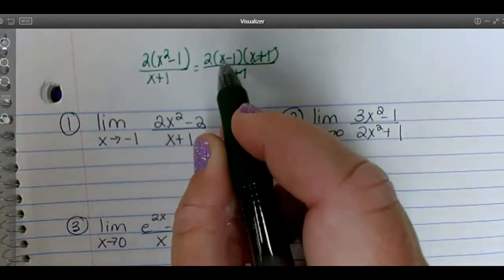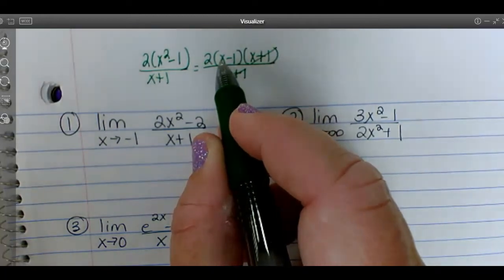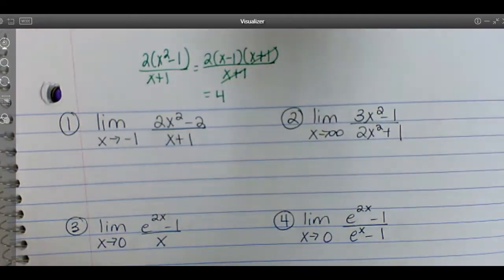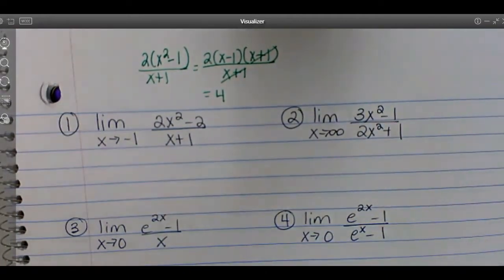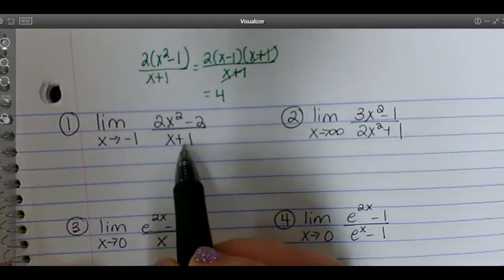Plugging in the number I'm looking for, when I plug in -1 there, that would be negative 2 times 2, and I would get negative 4. So I can do it the old way. However, I want to show you the new way. The new way applies to even all of the old ways as long as you get infinity over infinity or 0 over 0. So we're going to start by plugging in negative 1 here.